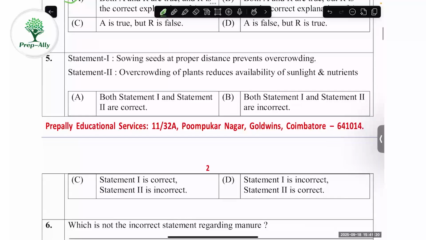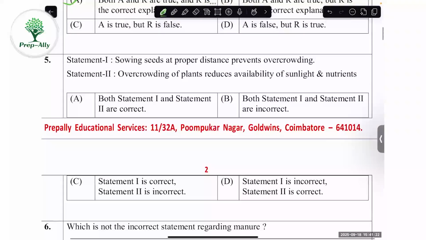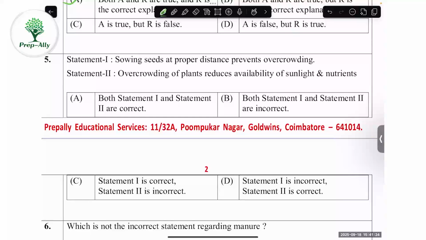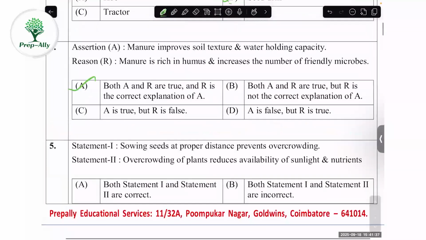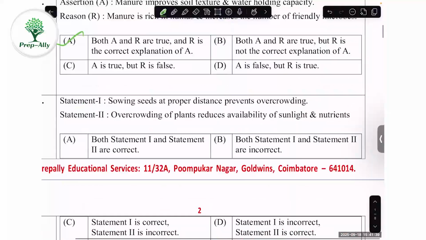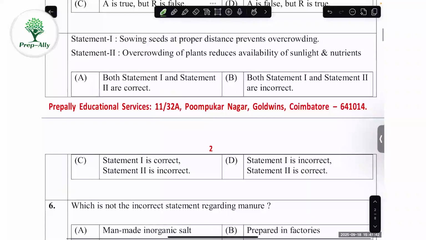Fifth question. Statement 1: Sowing seeds at proper distance prevents overcrowding. Statement 2: Overcrowding of plants reduces availability of sunlight and nutrients. Yes. Sowing seeds at proper distance, like in the previous third question, we have seen the seed drill. Yes, the seed drill is used. Why? It is used in large fields because it helps in the even spreading of seeds.